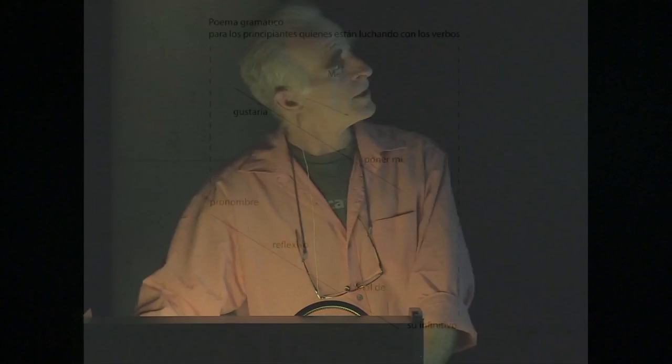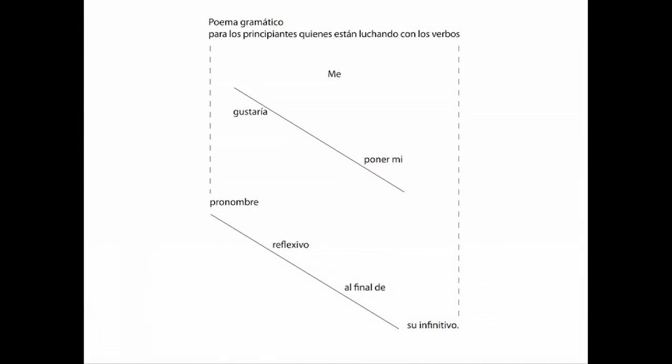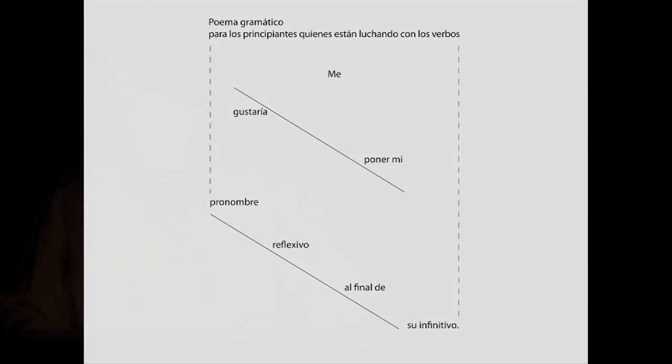A graphic poem I wrote in Spanish. I'll translate. Poem Grammatica for those beginners who are struggling with verbs. I would like to put my reflexive pronoun at the end of her infinitive, but su is ambiguous. It could be his also. So be careful what you wish for.